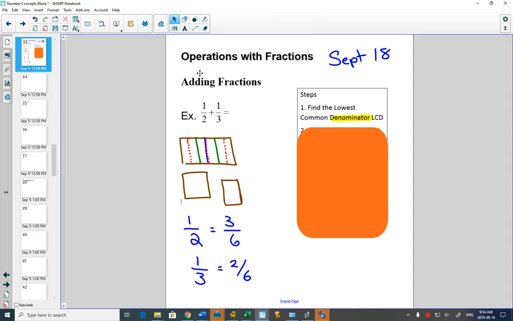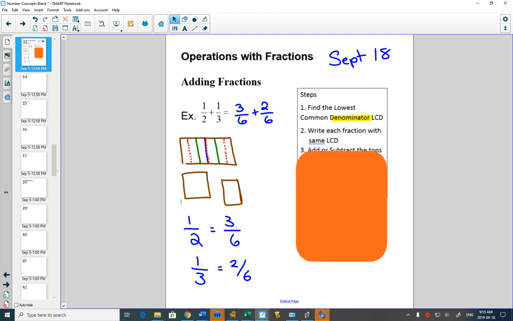In other words, once I cut everything into 6 pieces, the 1/3 is 2 of those 6 pieces. That 1/2 up to the blue line is 1, 2, 3 of those pieces. And so if 1/2 is 3/6 and 1/3 is 2/6, then we can say that 1/2 plus 1/3 is the same as 3/6 plus 2/6.